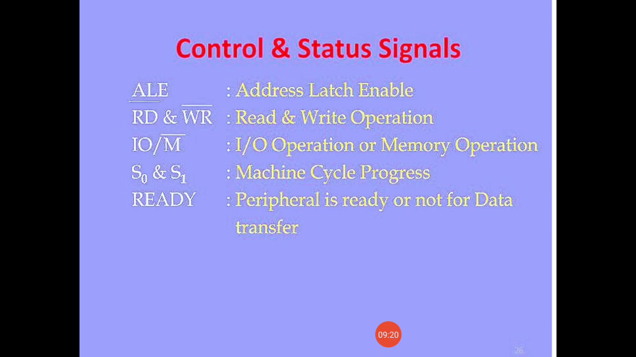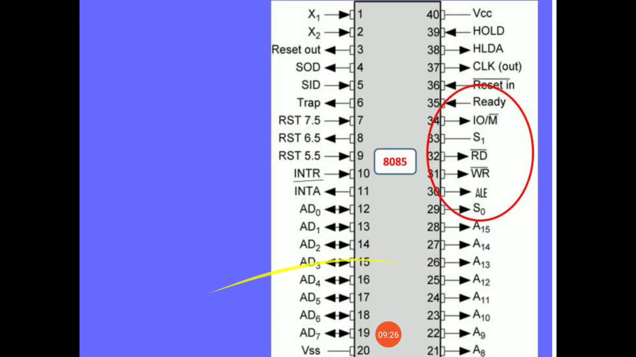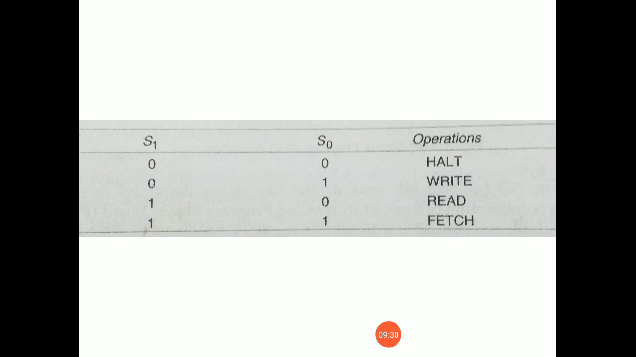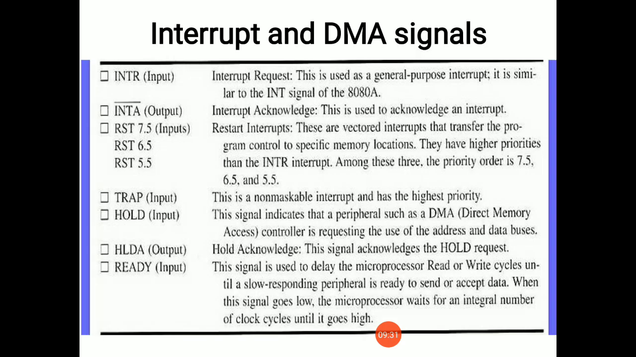So here are all the pins that I have discussed under the classification control and status signal pins. The next classification is interrupt and DMA signal pins. We'll continue in the next lecture.